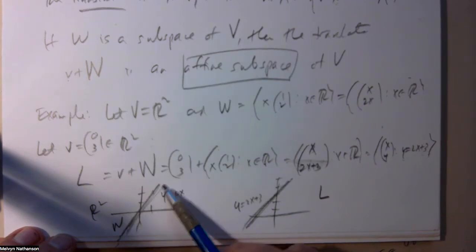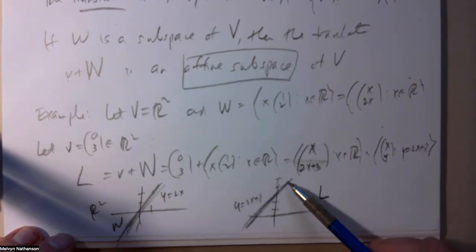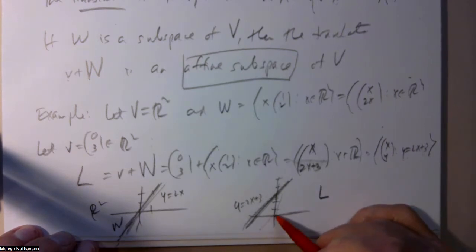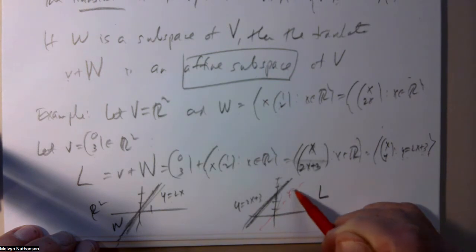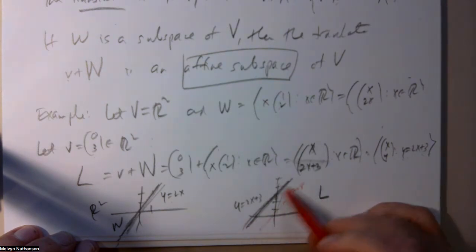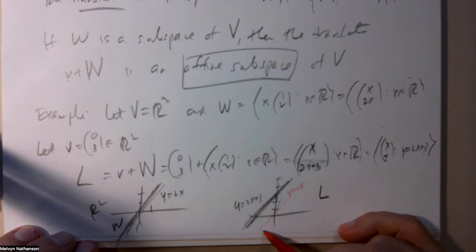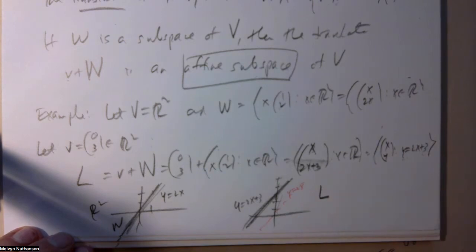So if you take your subspace W and you translate it by (0, 3), that means we're translating it up 3 units. We get a line parallel to the original line. This is the original line, y equals 2x. And the affine subspace is just a line, not through the origin, so it's not a subspace, parallel to the subspace, the line y equals 2x.